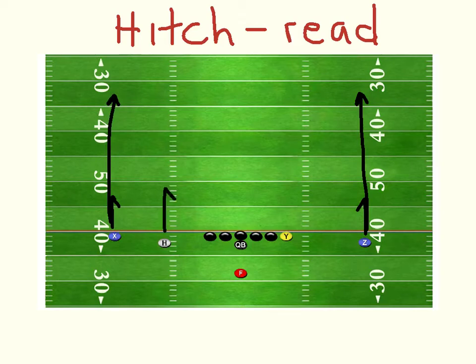All inside turns you'll notice except for the Y. The Y will have an outside turn. So third inside step, turn to the outside, looking to post up the defender that may be closest to him. So this is what our hitch read will look like out of Barron's formation.